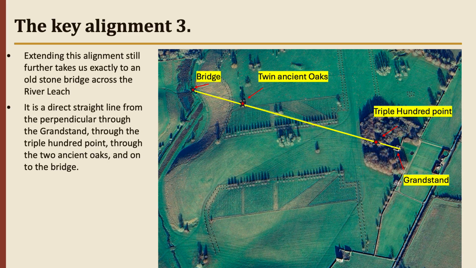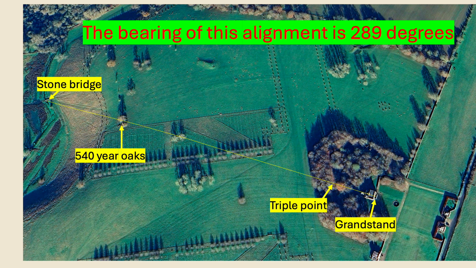We take it a step further and follow that same line all the way. It hits exactly an ancient stone bridge on the River Leach. Could be a coincidence. So this line that runs through the grandstand, through the triple point, through the 540-year oaks and onto the stone bridge, the compass bearing of that alignment is 289 degrees.